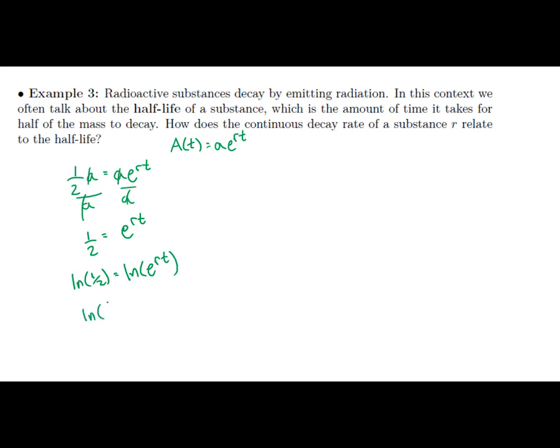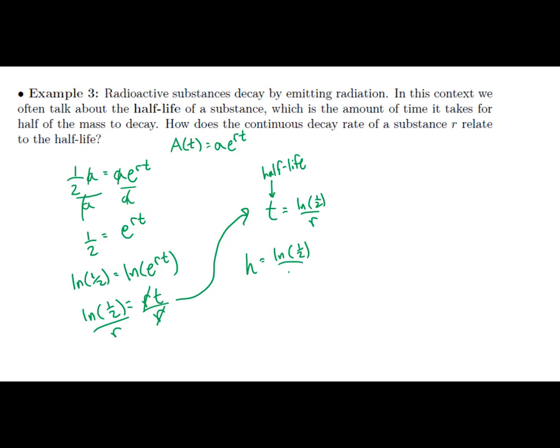So on the right side, of course, the natural log and the e kind of zap each other, so I get r times t, and just like I did in the last problem, I can solve for t, and we can say that t, which is the half-life, how much time it takes to have half of what you started with, is the natural log of 1/2 over r in general. And let's just call it h. Half-life is the natural log of 1/2 over r.